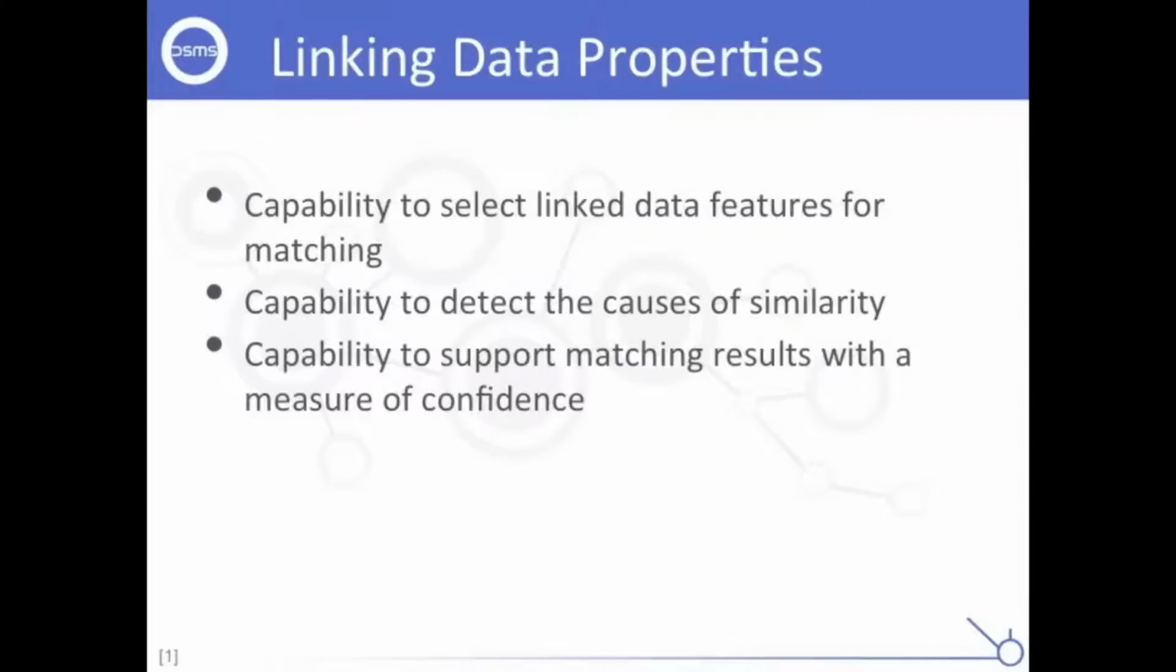Last, capability to support matching results with a measure of confidence. Given a similarity mapping between two linked data items, a sort of confidence measure is required to capture the reliability of the mapping. On one side, this notion of confidence needs to provide a quantitative measure of reality. The sense is that a certain similarity value is more reliable when it is based on a high number of matching properties or values rather than on a single property or value.